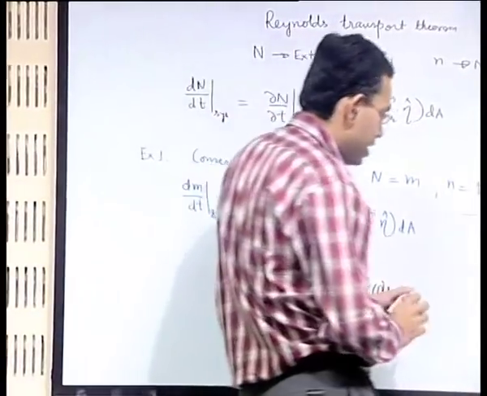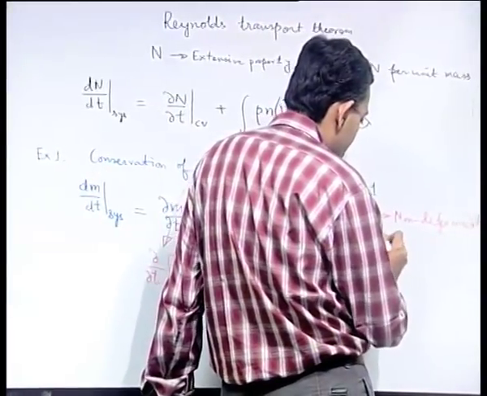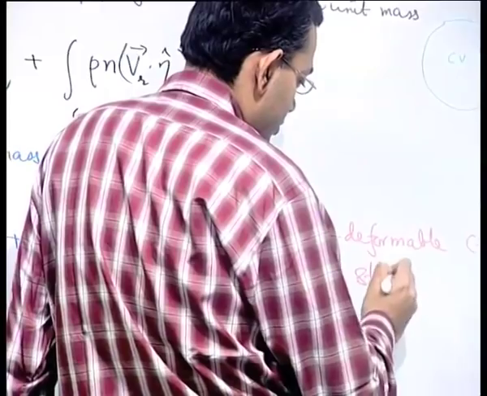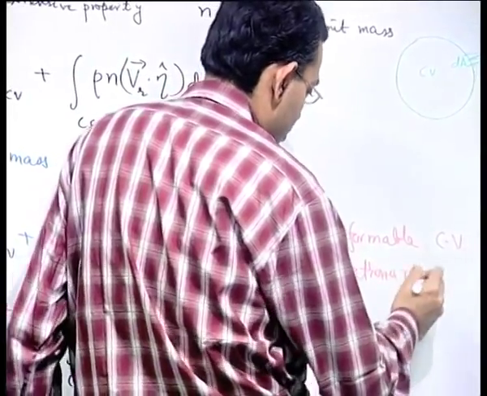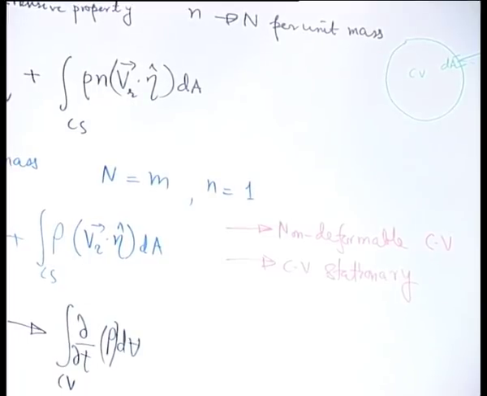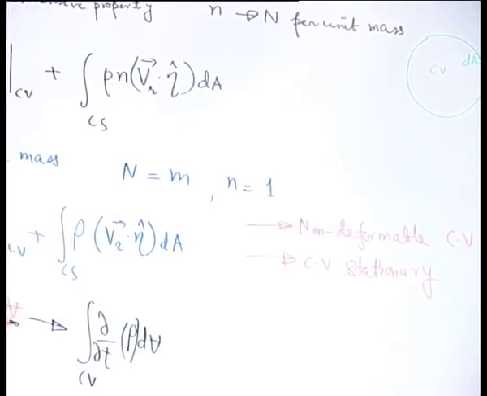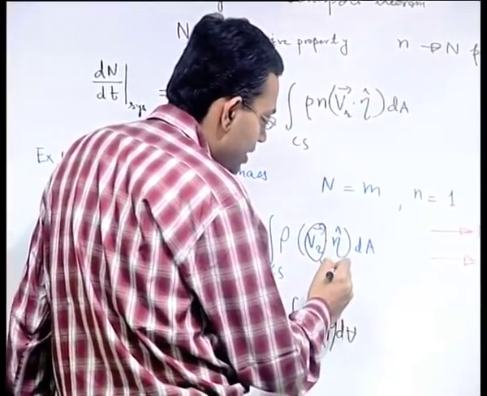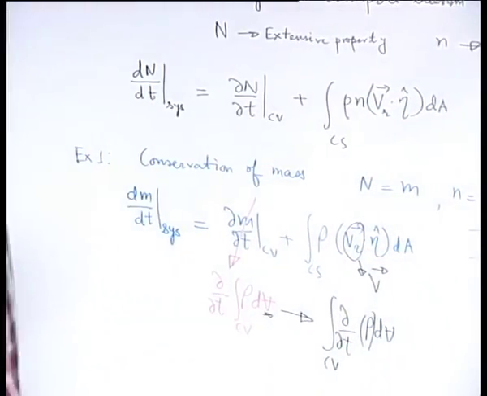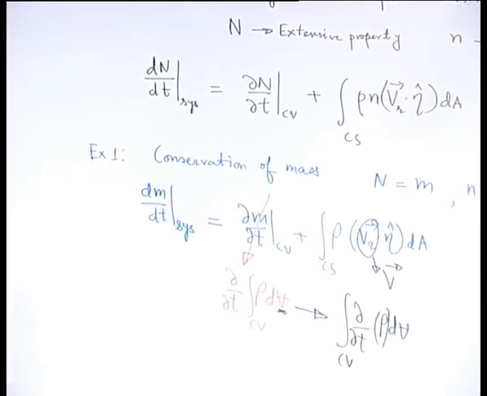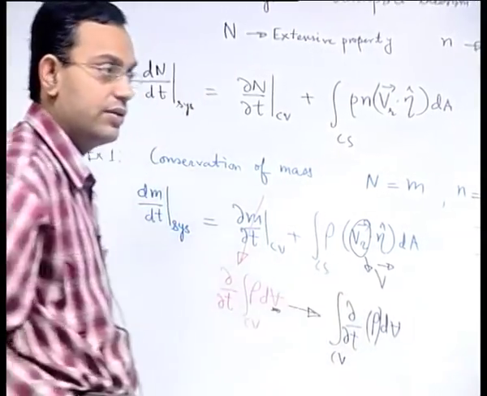Then next we consider the control volume to be stationary. When the control volume is stationary, it means that the relative velocity of fluid is the same as the absolute velocity, because Vr is the velocity of the fluid relative to the control volume. Since the control volume is stationary, it is the same as the absolute velocity.